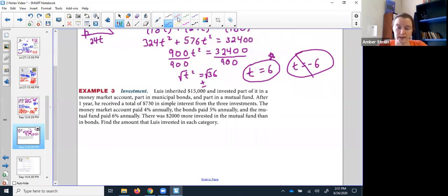All right, one more in this section. I know this one's a bit long. We've got an inheritance. This would be a nice problem to have, right? How to split up your $15,000. So he's got these options in the money market, municipal bonds, and mutual funds. And he's got interest involved, of course, and just some statements about how things compared.